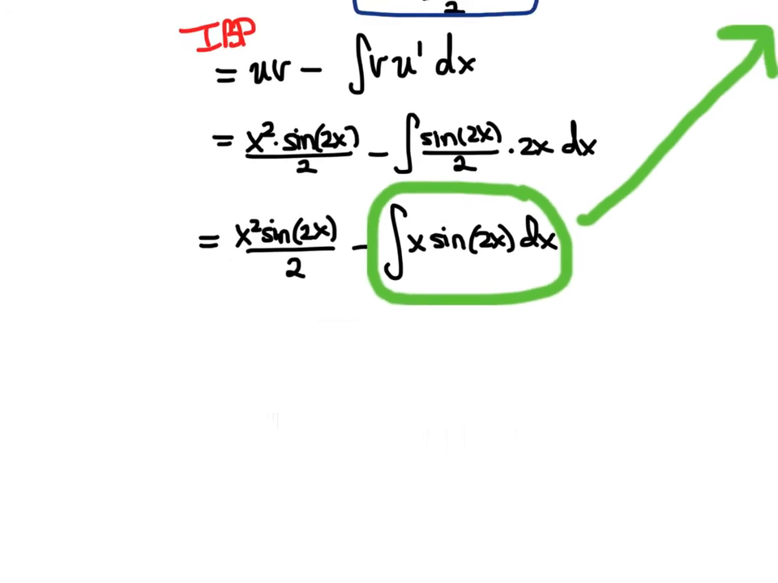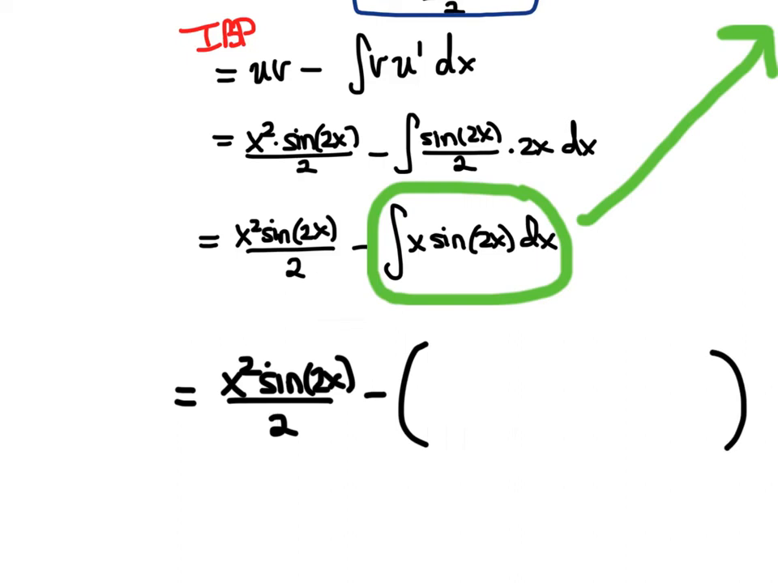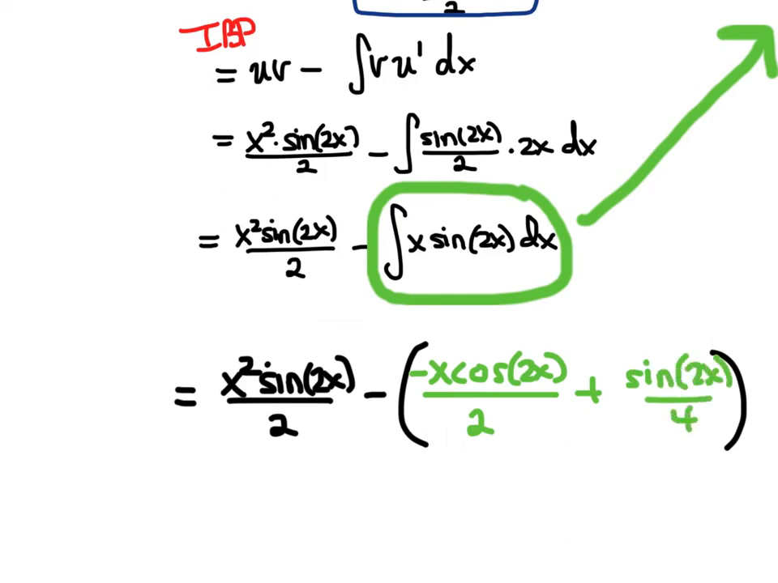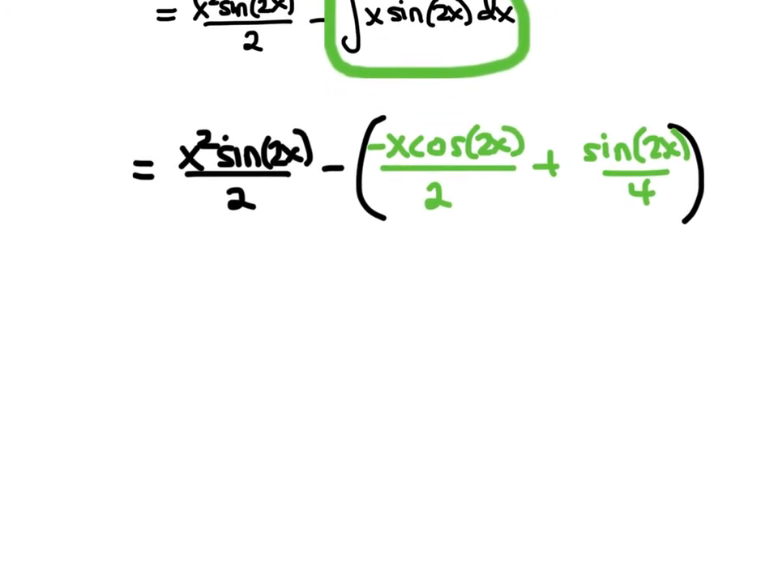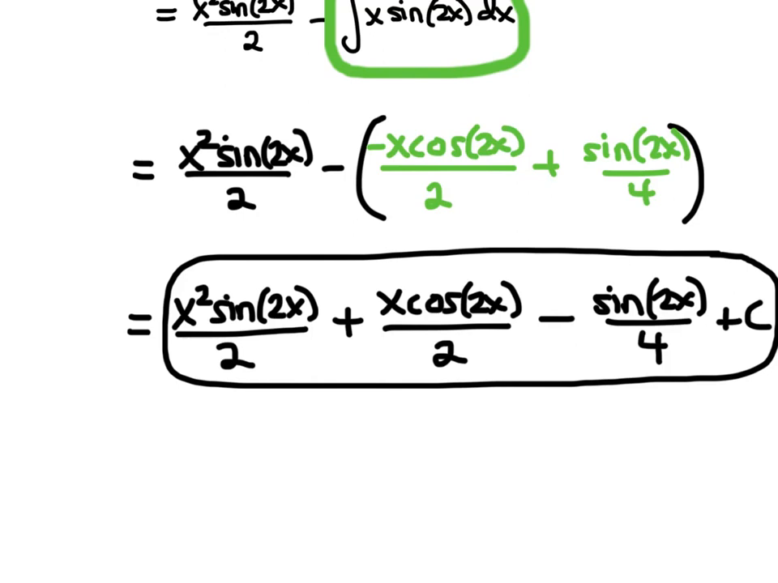Zoom out a little bit. So we have x squared sine of 2x over 2 minus, and then in green we bring back what we had from before, which is minus x cosine of 2x over 2 plus sine of 2x over 4. Okay, and distributing that, we'll arrive at our final answer of x squared sine of 2x. Again, all I did in that case was distribute the negative sign. Alright, and that's our final answer.